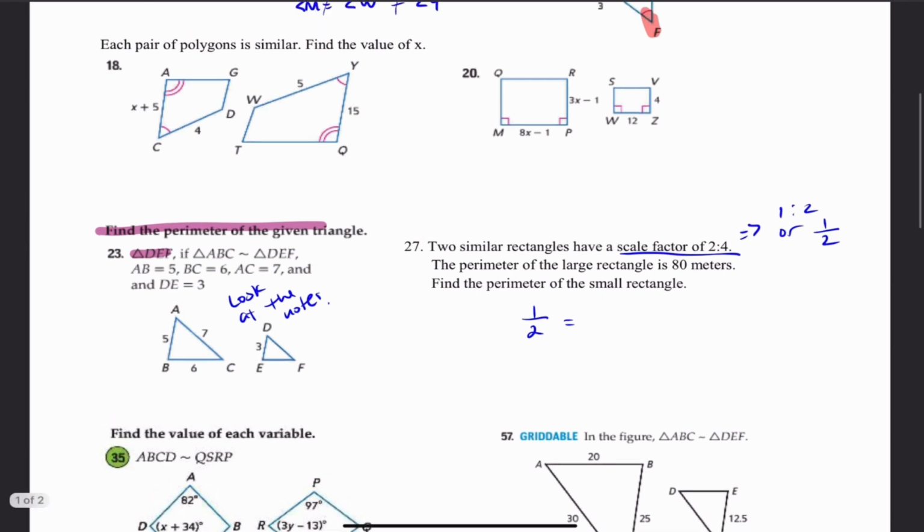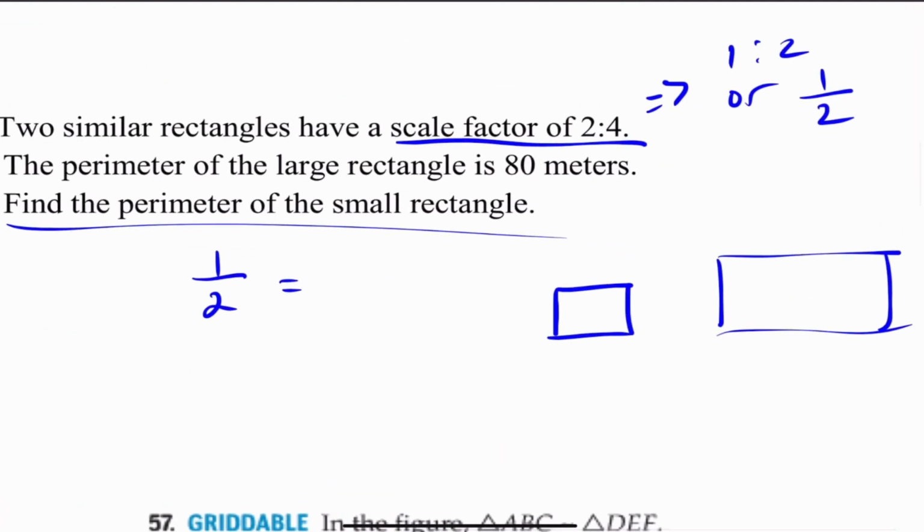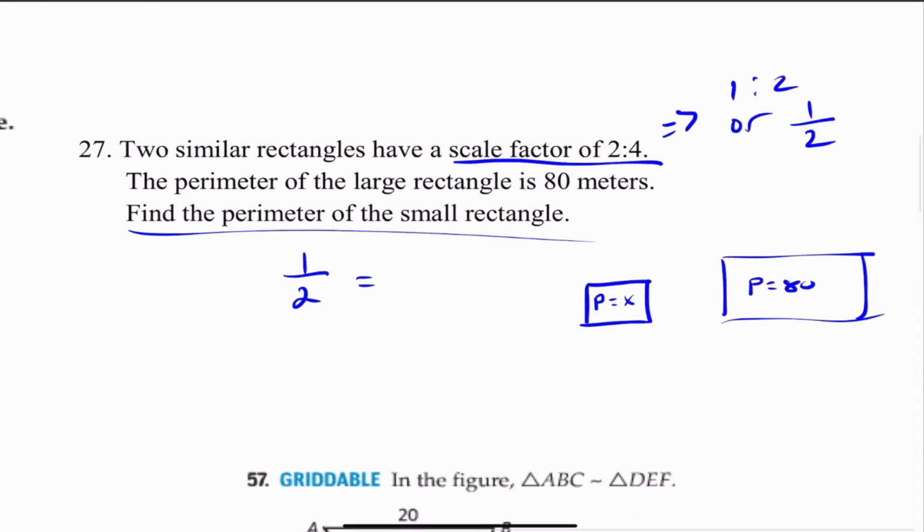Well, if I were to draw the figure, here's my small rectangle, here's my big rectangle. Do we know what the perimeter of the small rectangle is? No, we don't, because that's what we're trying to find. So for the smaller rectangle, we're going to let that be x, and the bigger rectangle, we're going to let that be 80, because it says that the perimeter of the large rectangle is 80 meters.